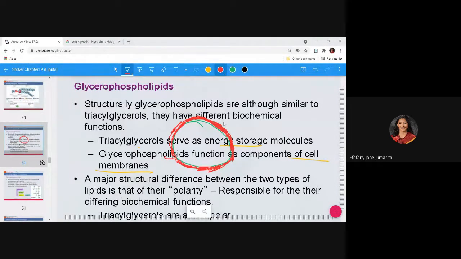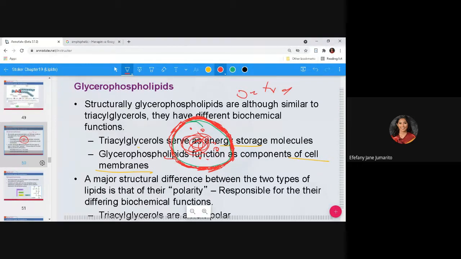Now again, your glycerophospholipids are amphipathic but can be classified as polar. They are polar and separate the outside world from the inside of your body. This is your cell, and inside it are the organelles. You have the mitochondrion, the lysosomes, and all the organelles inside the cell.